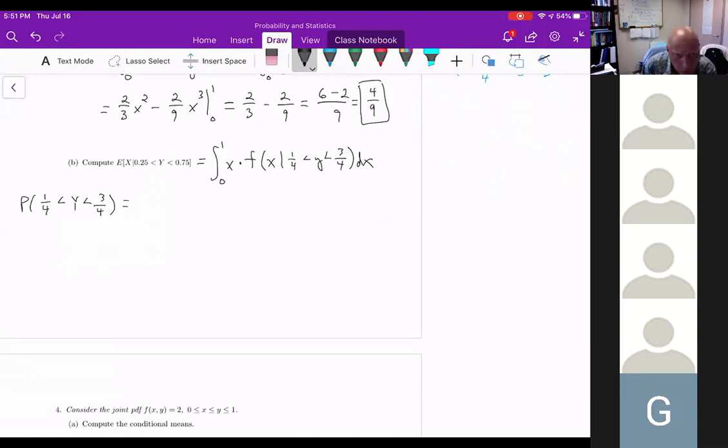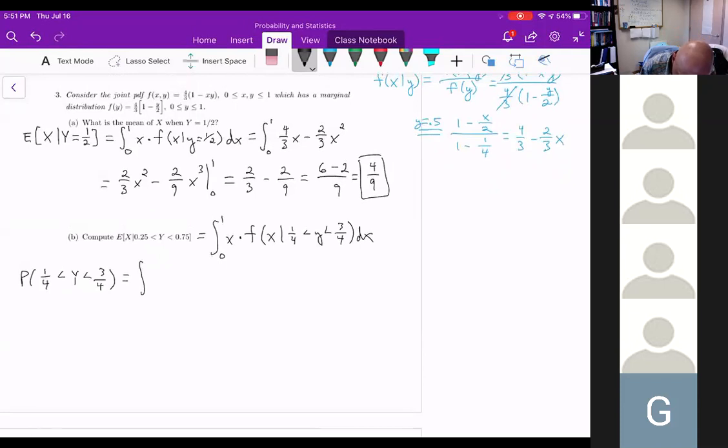And we happen to have the marginal distribution of y, so I'm going to make use of that. So I want to integrate that marginal distribution, which was given as 4/3 times (1 minus y over 2), and I'm integrating from 1/4 up to 3/4. That's just because that's the probability statement that we want. So what does this give us?